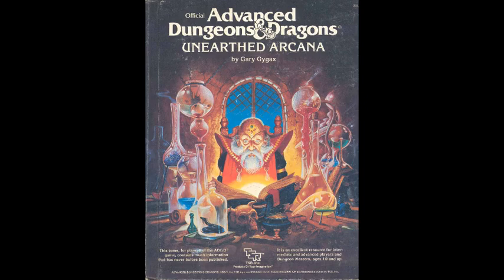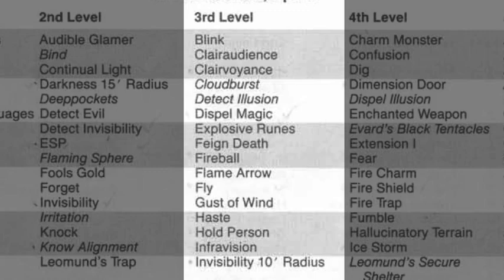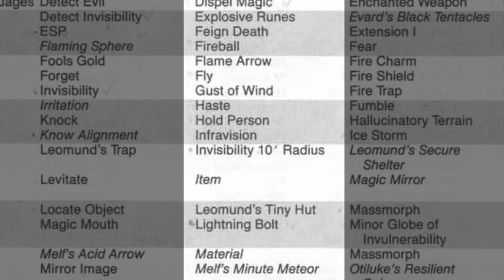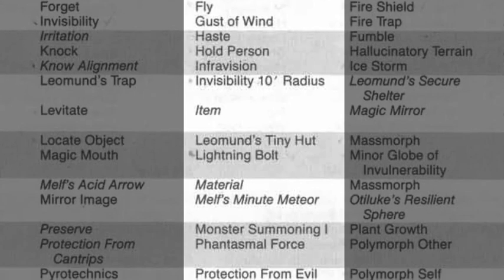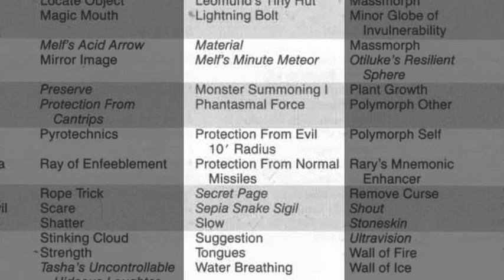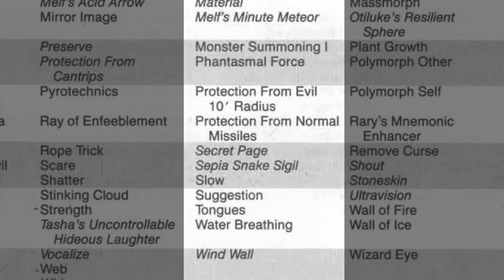Today we're going to be taking a look at 3rd level magic user spells in Unearthed Arcana. As we can see from the list, there are 32 spells at 3rd level for magic users. 8 of those are new. Those are the ones we're going to be taking a look at today.